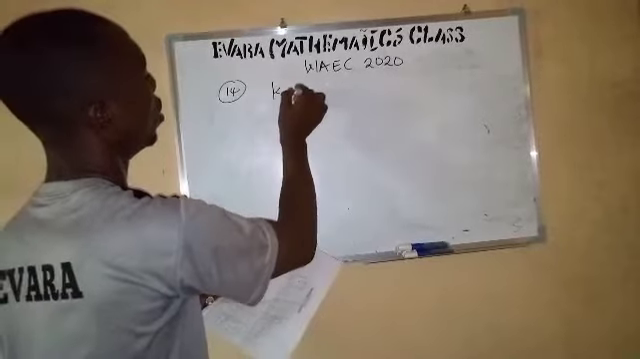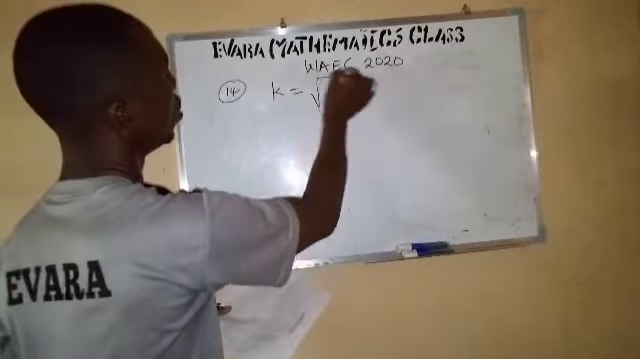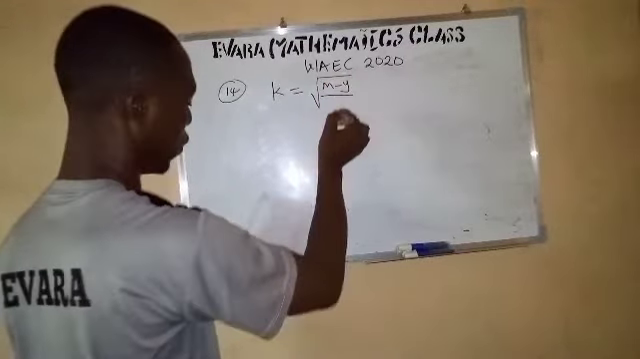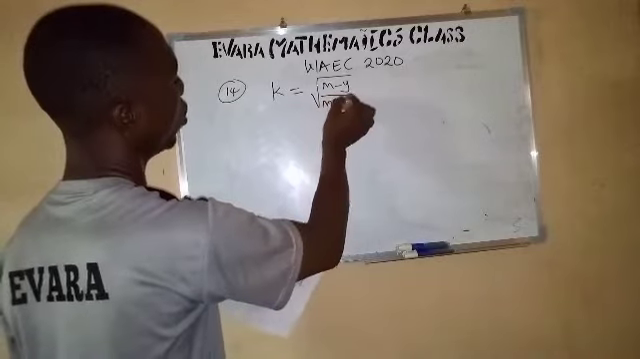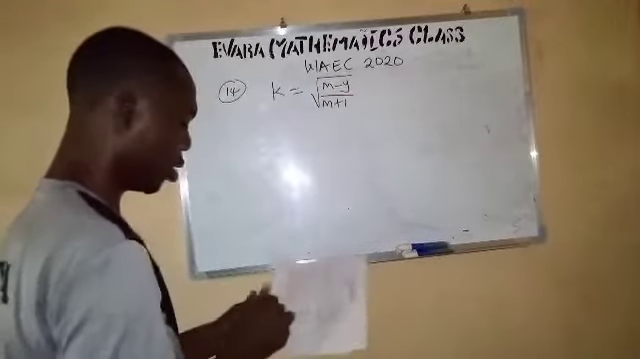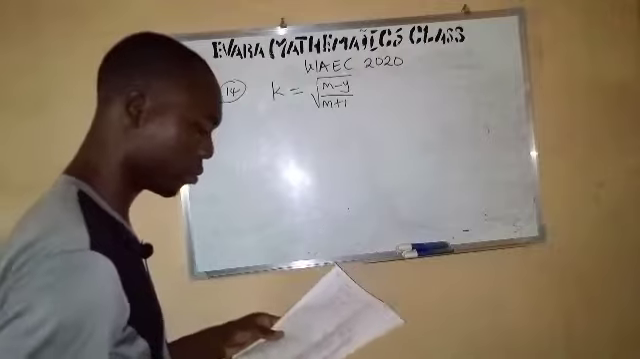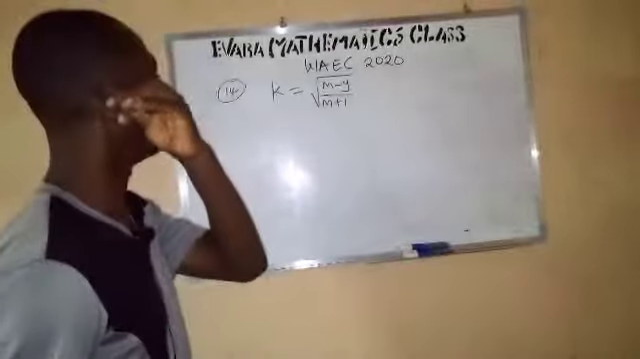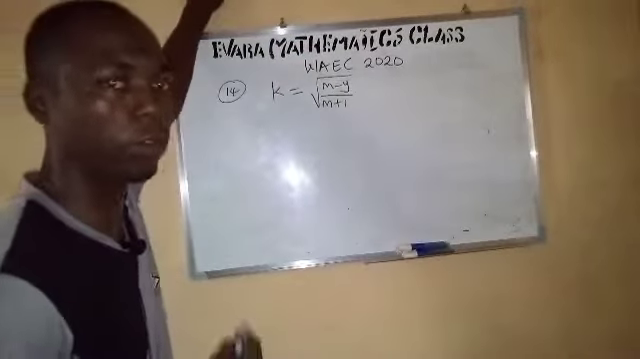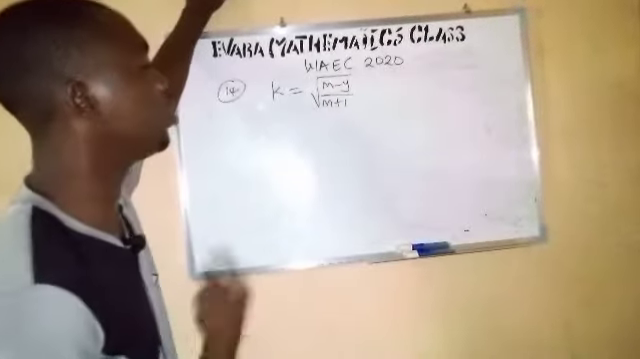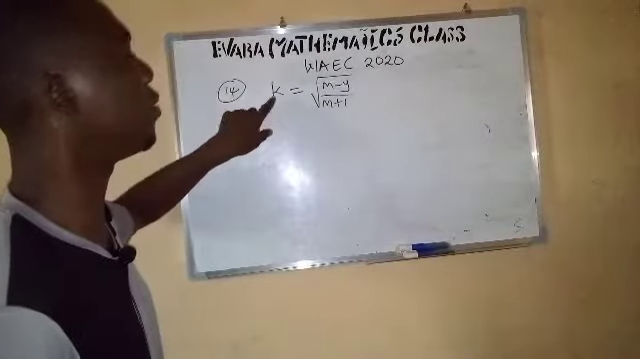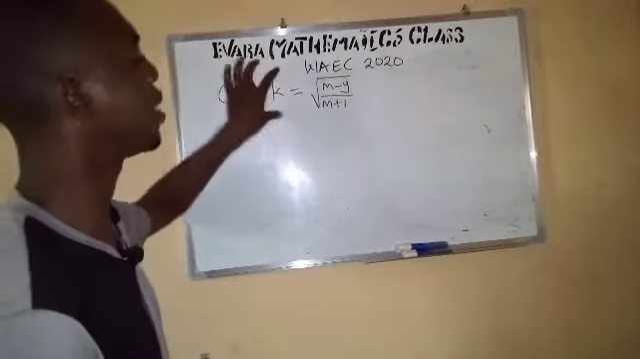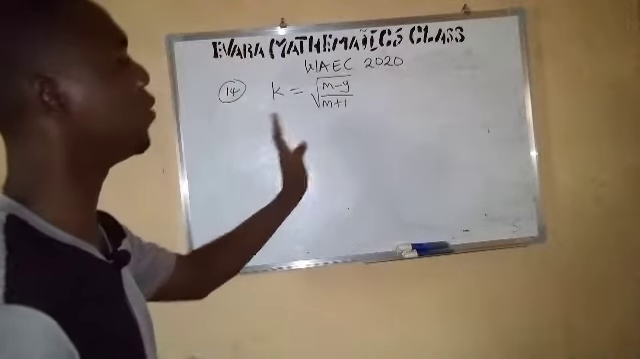K equals square root of m minus y over m plus 1. So how do we make m the subject of this formula? You know, for us to make something the subject of a formula, it means we have to change this letter. Here k is the subject because k is the only one standing alone. So now we have to make m stand alone too, while all the other variables will be at the other side.